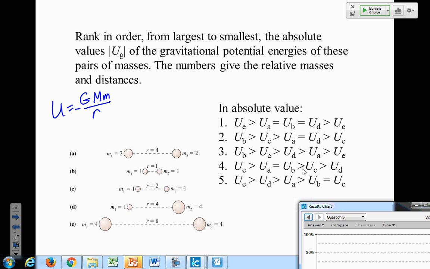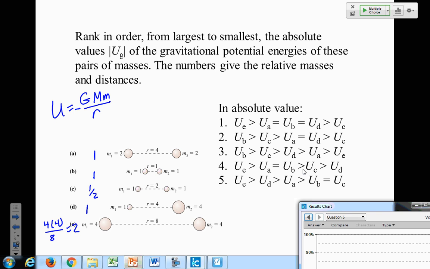I'm just going to do Mm over r for each one. So for example, here part E, it's 4 times 4 over 8. So that's 16 over 8. That's equal to 2, right? And then I can do the same for all the others. Here I have 1 times 4 over 4. That's 4 over 4. That's 1. Here I have 1 times 1 over 2. That's 1/2. Here I have 1 times 1 over 1. And that's 1. And here I have 2 times 2 over 4.